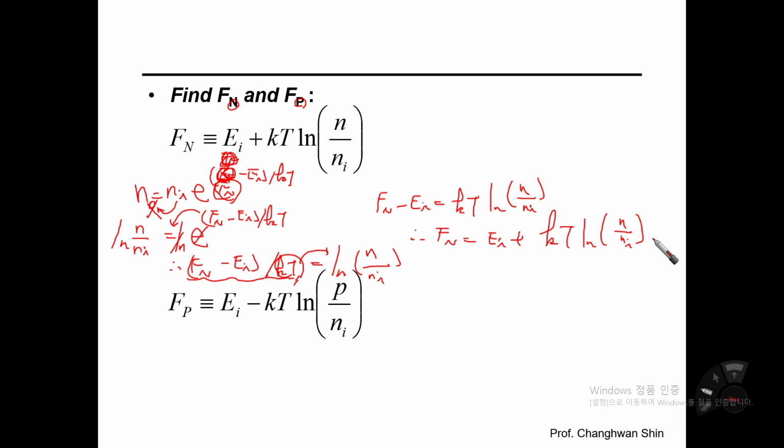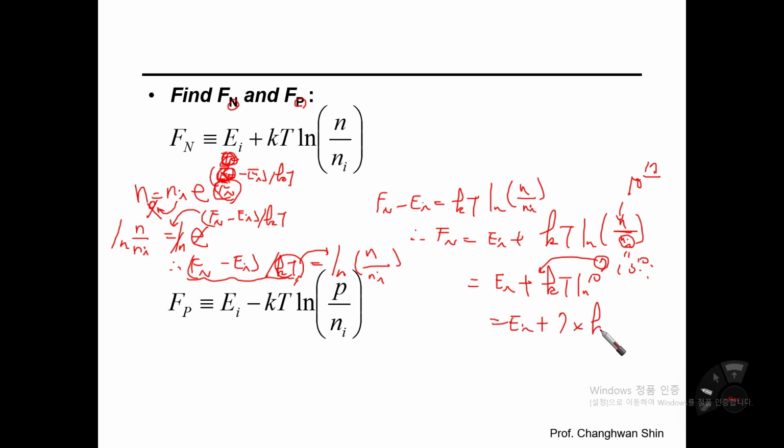Okay, so now we are ready to plug in the value. So what was the n value? 10 to the 17, and ni is 10 to the 10. So 17 minus 10, 7. So Ei plus kT ln 10, 7. So 7 comes out, and Ei plus 7 times kT ln 10. So kT ln 10 is 60 millielectron volt. Okay, 0.06 electron volt times 7.